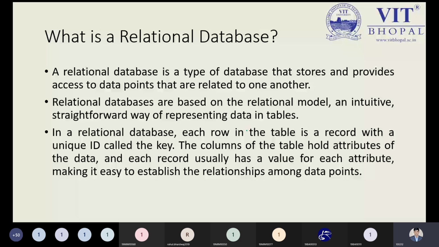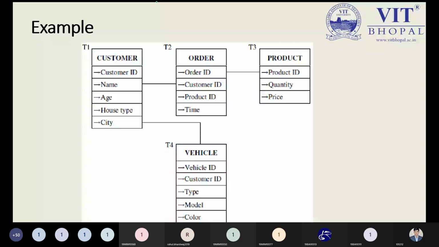So what is a relational database? A relational database is a type of database that stores and provides access to data points that are related to one another. Rather than being theoretical, it is better to understand it with a simple example. I have a schema that is customer. In this customer schema, I have the customer ID, name, age, house type, and city. These are the attributes, the field names.